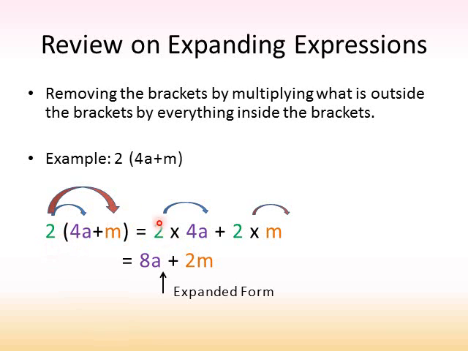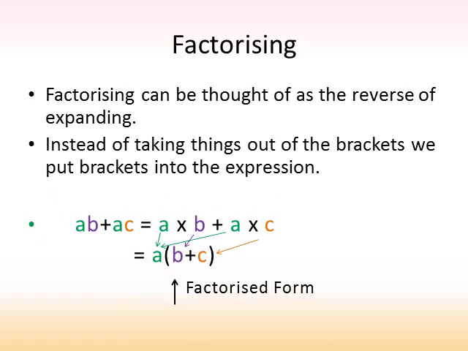So the 2 is multiplied by the 4a to give us 8a, and the 2 is multiplied by the m to give us 2m. So this is the expanded form of this expression over here. So hopefully we all remember and have a good understanding of how to expand simple algebraic expressions. Now we will move on to factorising.